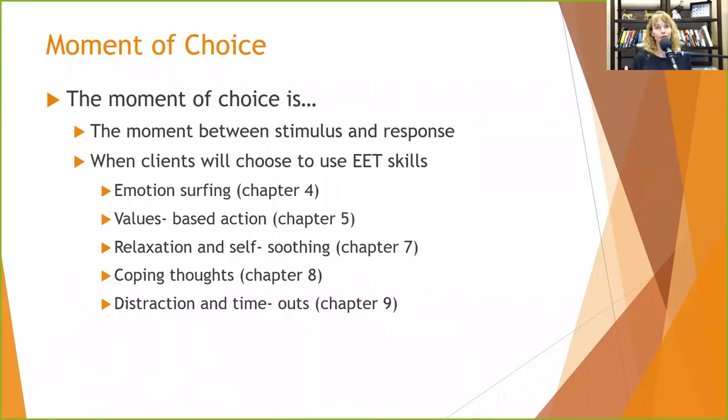We've talked about this moment of choice already. It's the moment between stimulus and response. Clients choose to use the skills they're taught in EET: emotion surfing, values-based action, relaxation and self-soothing, coping thoughts, distraction, and timeouts. You're not going to do all of these, but this is the repertoire that you're starting to develop with the clients.